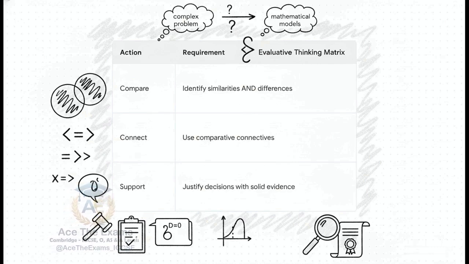I'm talking about using powerful words like therefore, hence, or the proper mathematical symbols that clearly show consequence and flow. Third, you support your claims. Every single decision must be justified with rock-solid evidence.